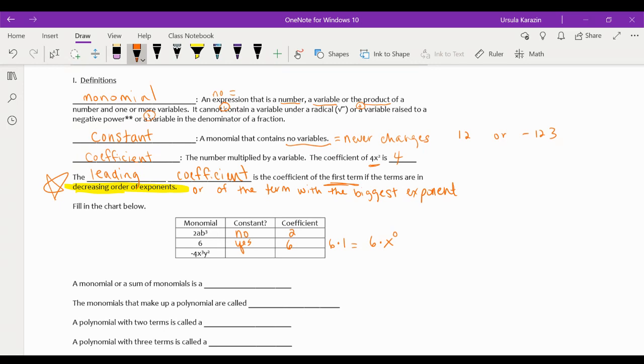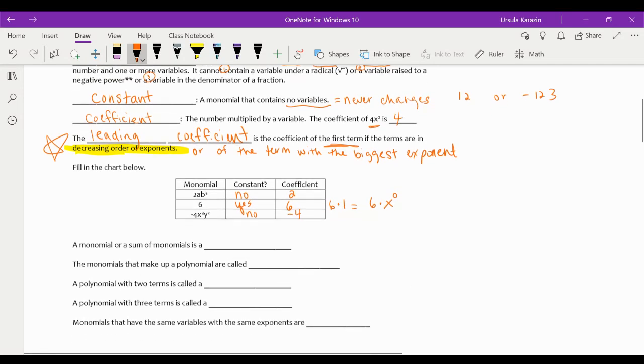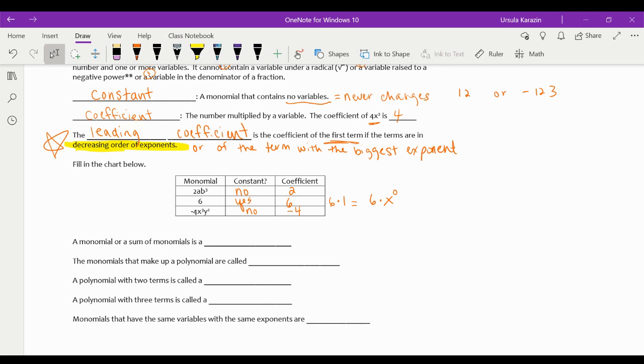Last row, is this a constant? Does it have any variables? Sure does, so it is not a constant. What's the coefficient? What's the number being multiplied by the variables? Negative 4. You're going to have practice on this for your homework too.